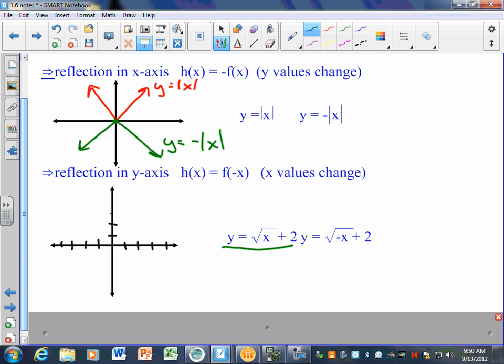I'm not going to pick a lot of points here, but it's going to start, oh, I'll use green since I underlined it green. It's going to start up here at 2. If you plug 0 in, you just get 2. If you plug 1 in there, you're going to get 1 plus 2, which is 3. You don't need a whole lot of points because you should know it's just going to be half of a parabola. If you plug 4 in there, you get 2 plus 2, which is 4. And you get that lovely half of a parabola.